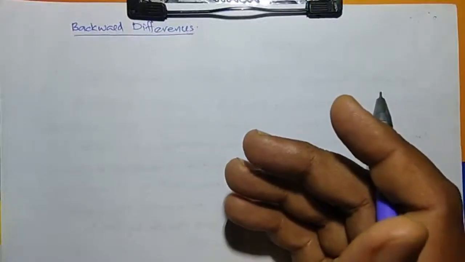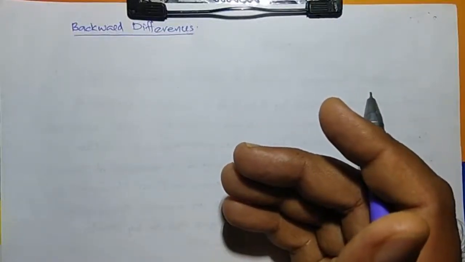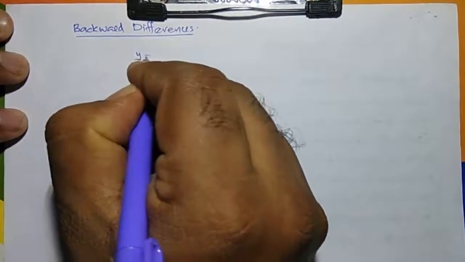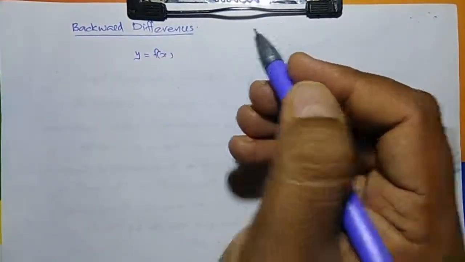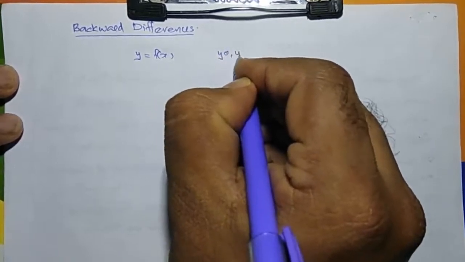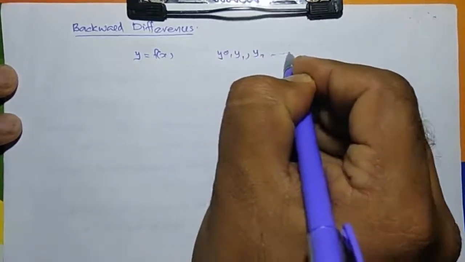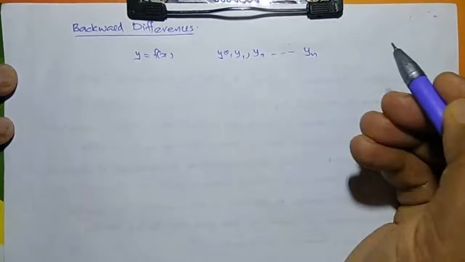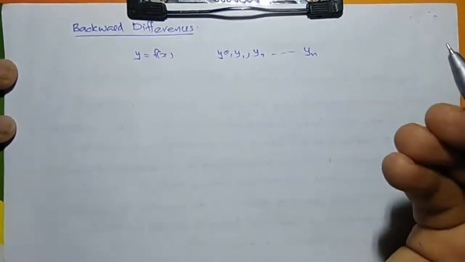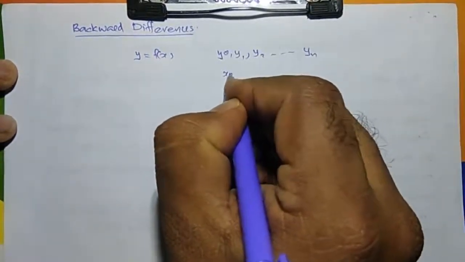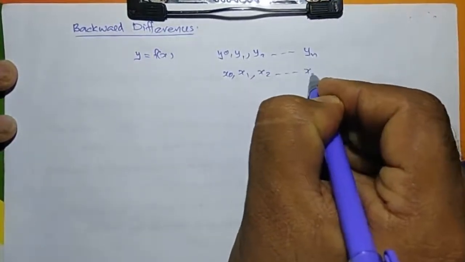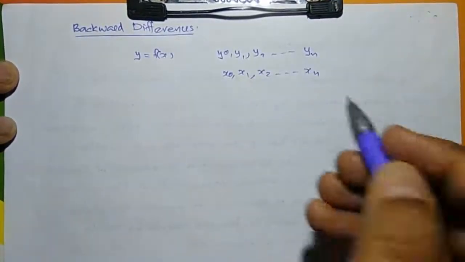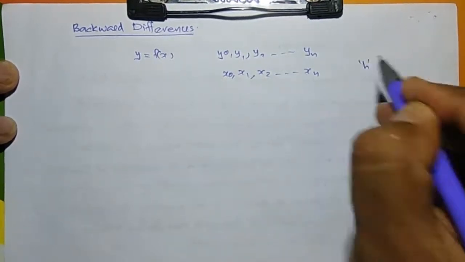Just like forward differences, we can have backward differences also. Let y equal to f of x be a function which gives the values y0, y1, y2, etc. up to yn, corresponding to the equally spaced x values x0, x1, x2, etc. xn. The interval of differencing being h.